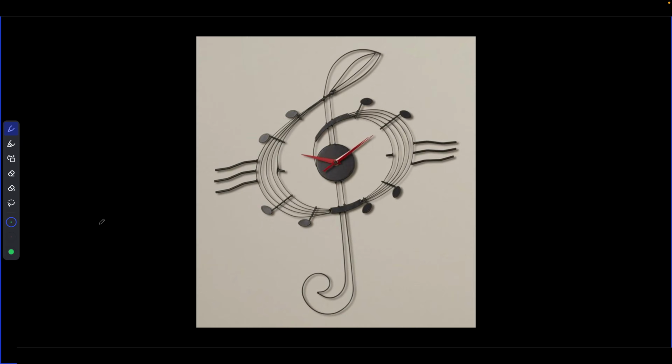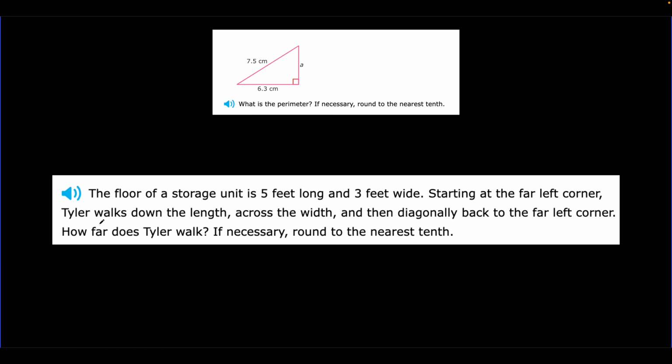Okay, here is our cool clock for today, which means that it's time for you to practice what you just learned. Go ahead and pause the video and try these 2 problems on your own, and when you're ready, you can unpause the video and we'll check your answers.